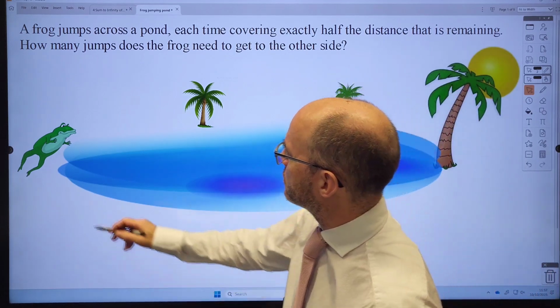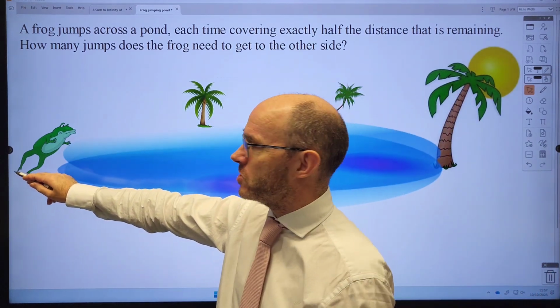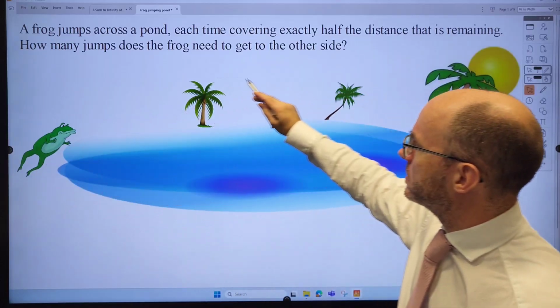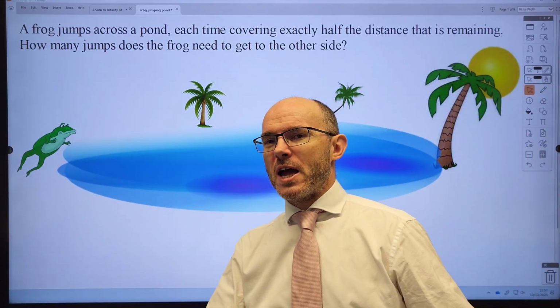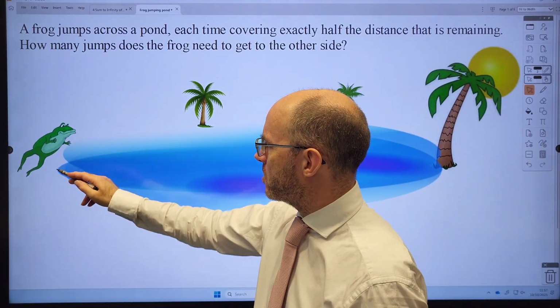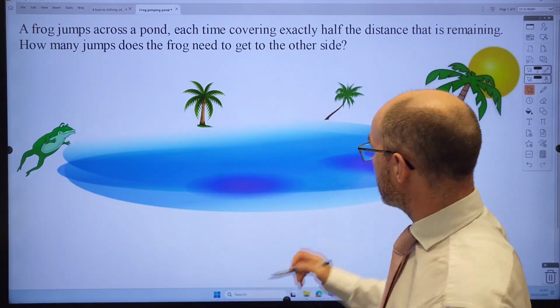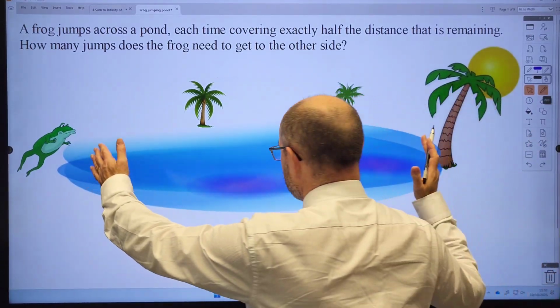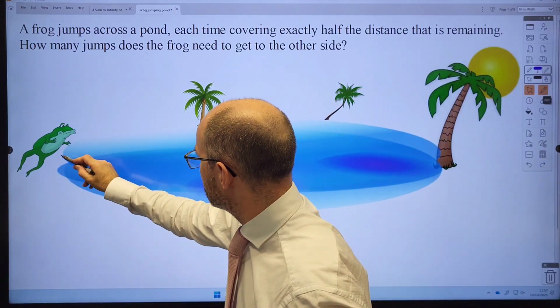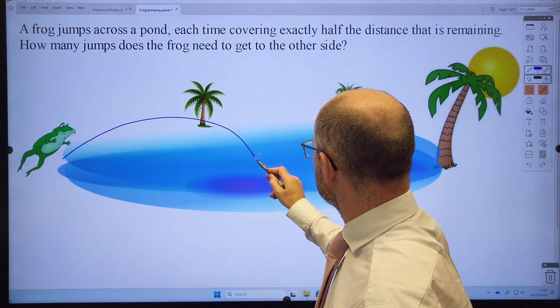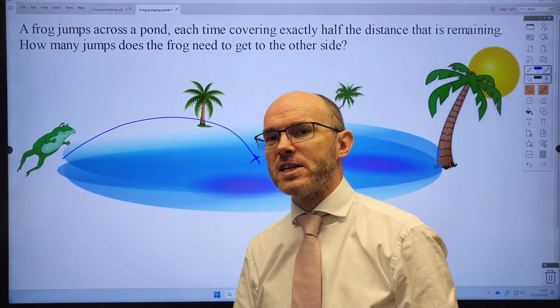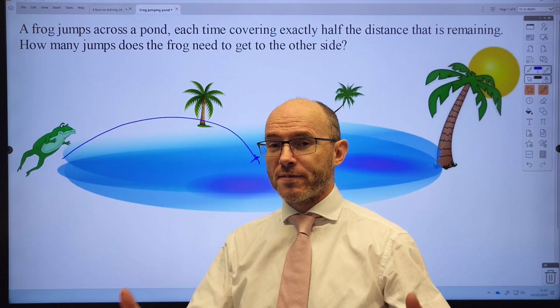Okay, a frog wants to jump from one side of the pond to the other, but each time the frog jumps, they can only jump half the remaining distance. So it's worded up here. The first time the frog jumps, this is the length of the pond. The first time the frog jumps, they're going to just jump to the midpoint here, and then each successive jump, the frog jumps half the remaining distance.